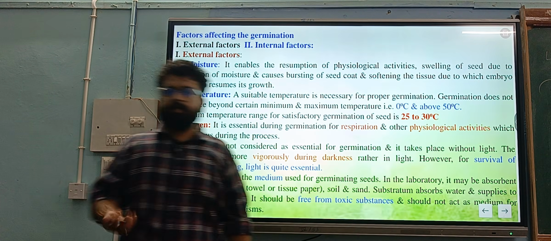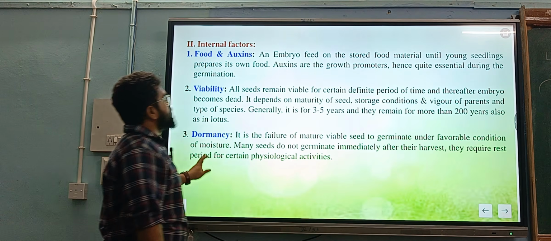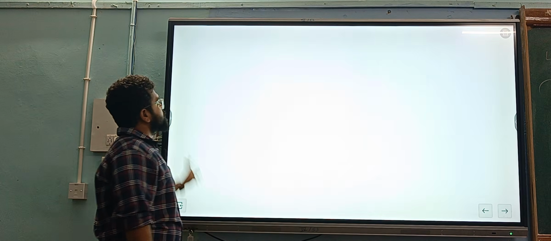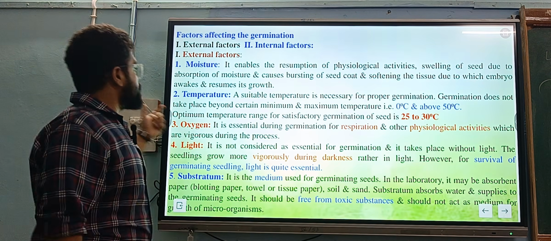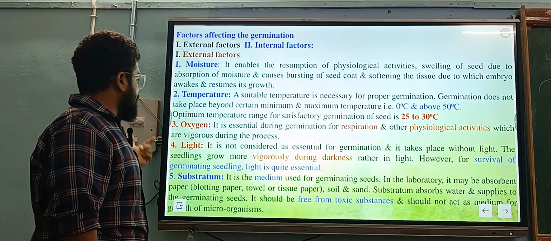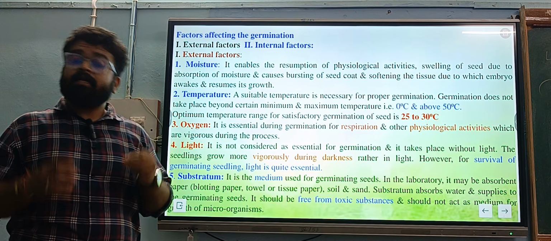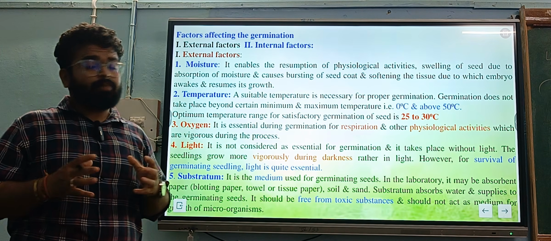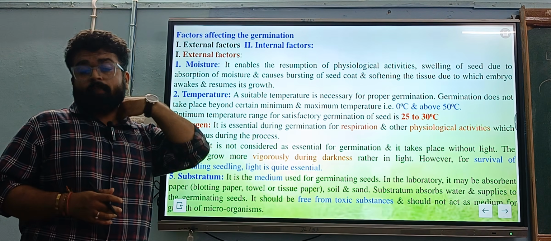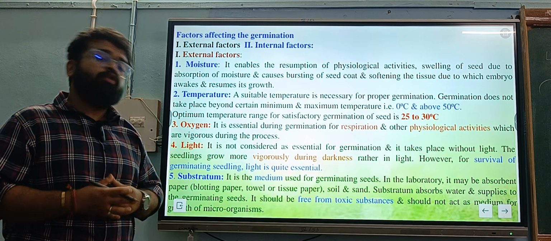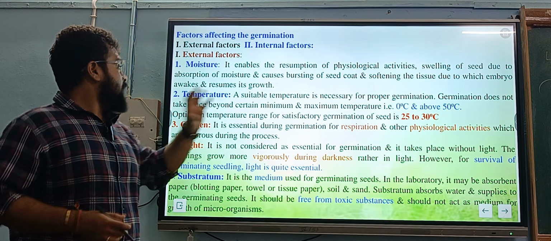After understanding the types of germination, we shall understand the factors that affect the germination of the plant. First are the external factors, such as moisture, temperature, oxygen, light and substratum. Generally, excess moisture results in poor germination, so an ideal moisture condition is required for the germination of the seed. Then temperature: an optimum temperature of around 20 to 25 degrees is required for seed germination. We consider it the cardinal temperature.